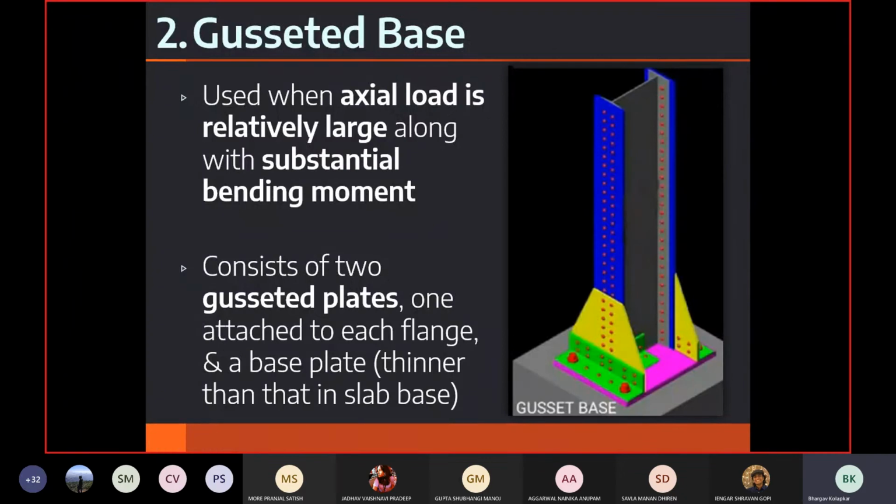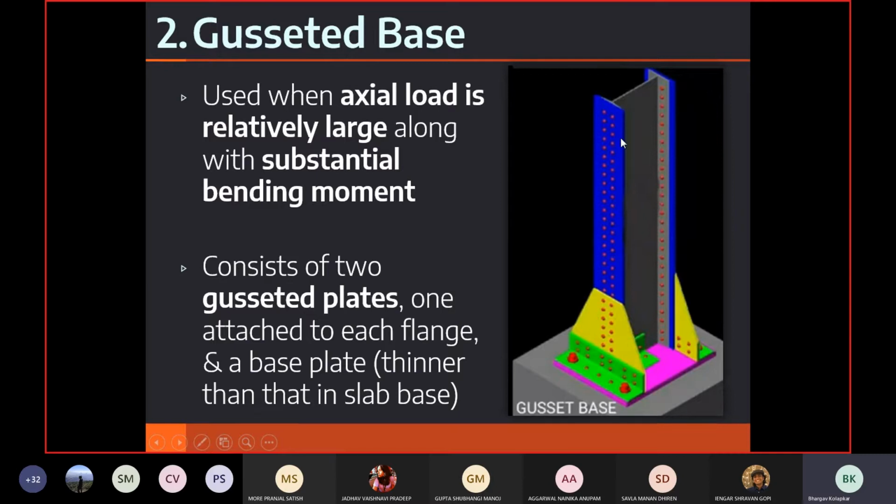The next type, or the next condition, is one wherein the magnitude of axial load is quite high, and there's also bending moment. So the column is not an axially loaded column, but a column with axial load with a significant amount of bending moment. In such a case, we use two more plates, which are called gusset plates. The one that you see in gray is our column. What you see in blue is an optional cover plate. You can provide it, you cannot provide it. It's optional, and it depends upon the sort of detailing that you're doing.